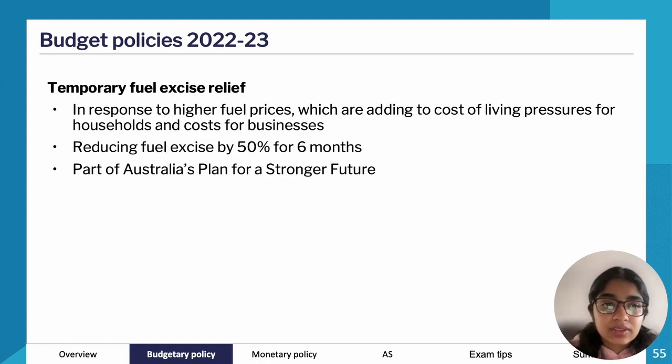Temporary fuel excise relief. This one would also affect strong and sustainable economic growth because consumers don't have to spend as much on fuel, so they might spend their money elsewhere. So usually fuel is an import as well, so keep that in mind. Another thing, businesses. So if you have businesses having deliveries and all of that, doesn't need to spend as much. Lower cost of operation. So that would also help businesses invest more and increase aggregate demand.